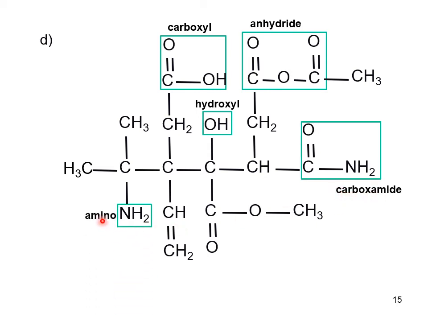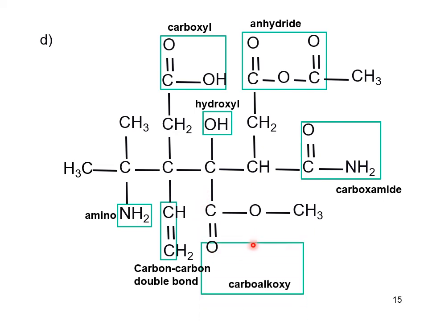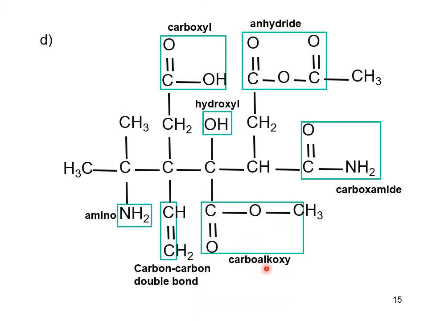Here, class of compound amine. The functional group name is amino, which has the structure NH2. And then this one is alkene. The functional group is carbon-carbon double bond, C double bond C. And then the last one, be careful, you cannot separate the C double bond O and COC. You have to combine them because this is the whole structure. So the whole structure is ester with the functional group carboalkoxy.